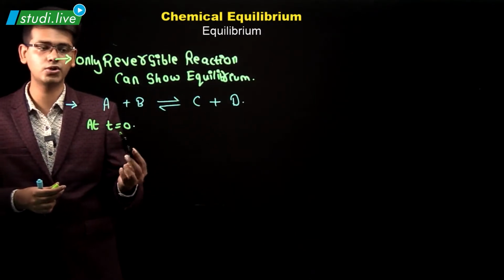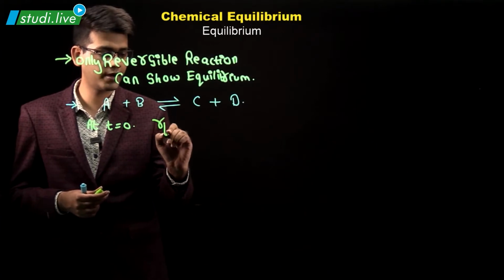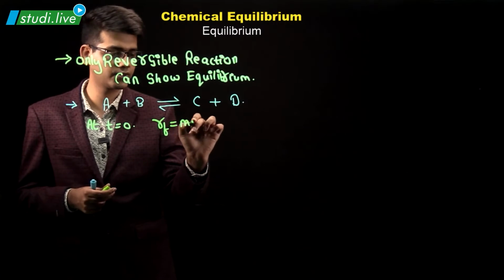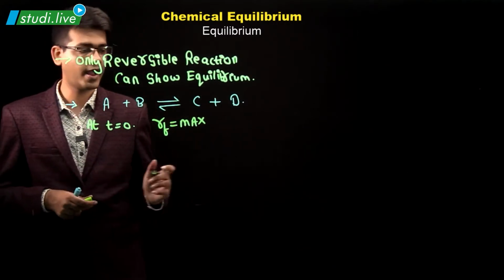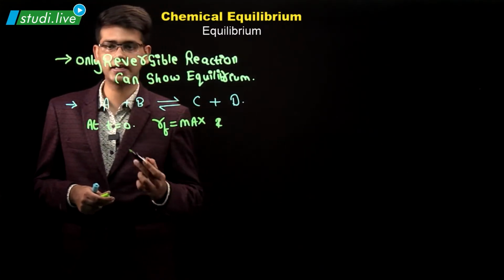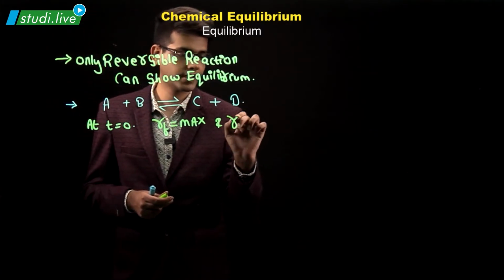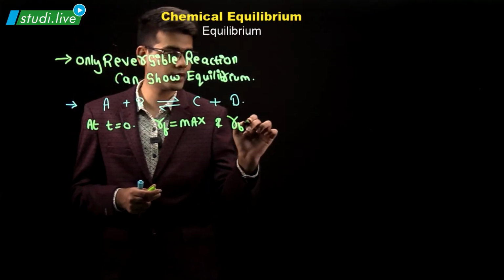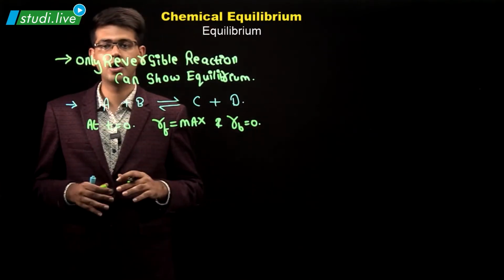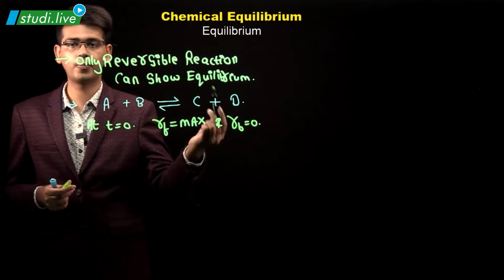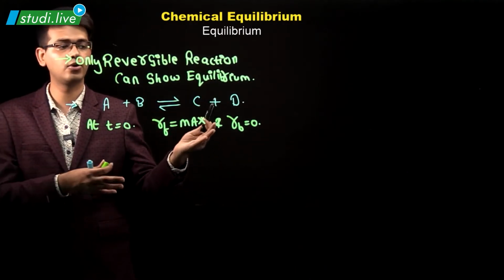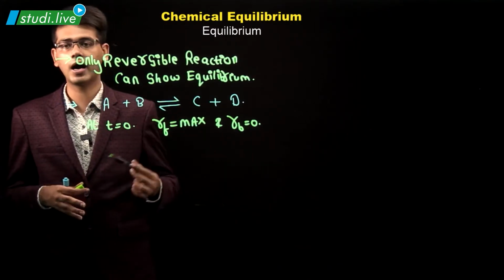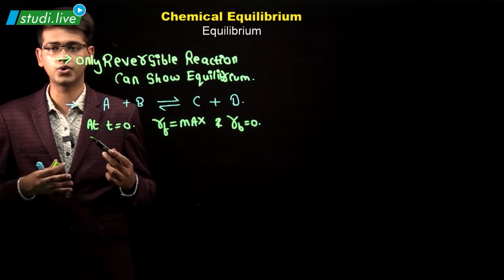So always at t equal to 0, the rate of forward reaction, RF, will be maximum, and at that same point, the rate of backward reaction, RB, will be 0. The simple reason is that there is no product. Since there is no product, no backward reaction will take place, and since there is no backward reaction taking place, RB, the rate of backward reaction, will be equal to 0.